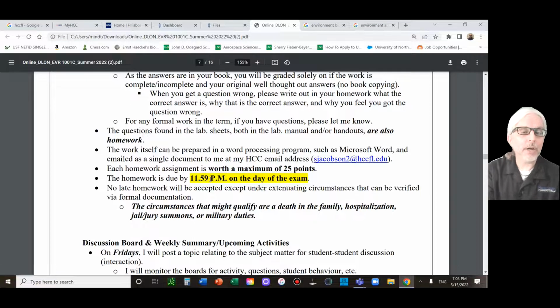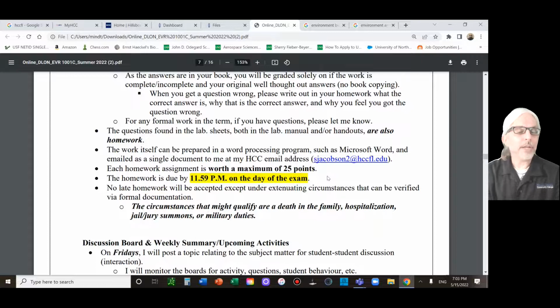It is due by 11:59 on the day of the exam. You'll see the date of the exam at the end of the syllabus. Like all college classes, don't turn it in late. You can turn it in early. I don't care if you turn it in early. Don't turn it in late. And I'm giving you 25 points on each homework assignment. I'll show you how to do the grades in a moment.